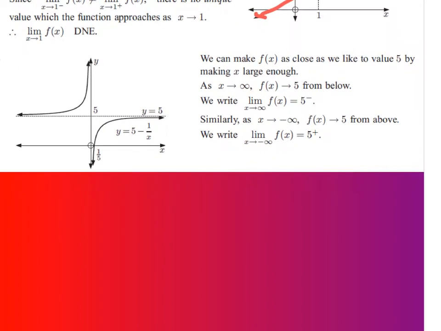We can make f of x as close as we'd like to the value of 5, right, by making x large enough. As x approaches infinity, now this is called, excuse me, a limit at infinity, right? Because now x is approaching infinity.